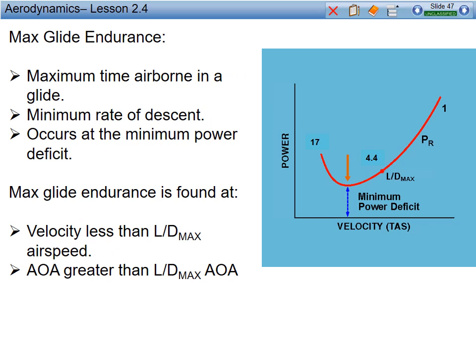Maximum glide endurance is the maximum time airborne, also known as the minimum rate of descent. Since it is a rate, it will be found at my minimum power deficit. Maximum glide endurance is found at my minimum power deficit, which is found at an angle of attack greater than LD max and a velocity less than LD max. For the T6 Bravo, this occurs at 8.8 units angle of attack.